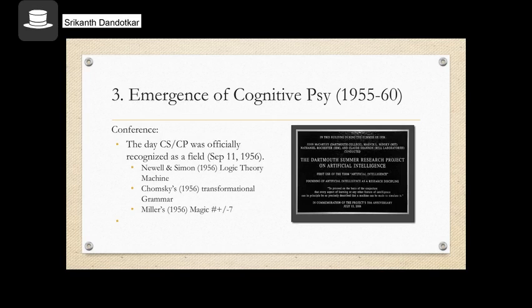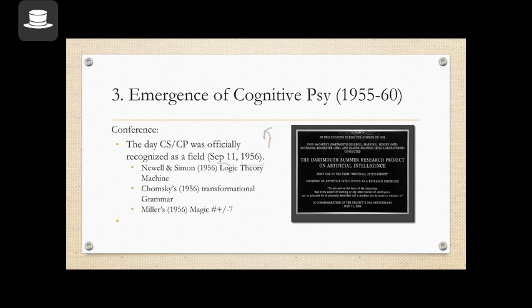So at this conference of artificial intelligence, there was a symposium on the second day. On September 11th, 1956, three important presentations were given related to the symposium on cognitive science. That's why 1956 and that date is considered the day when cognitive psychology was officially announced as a scientific field by itself.